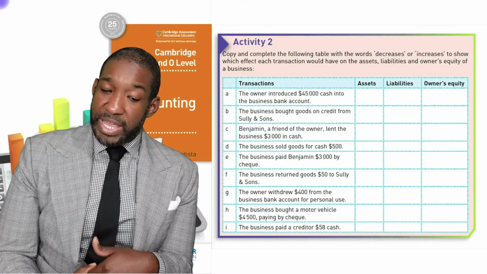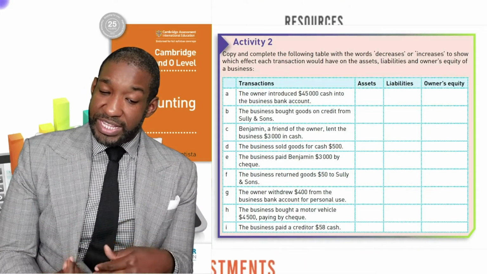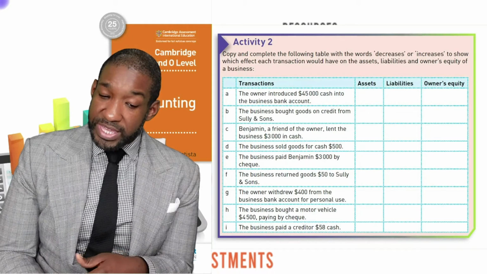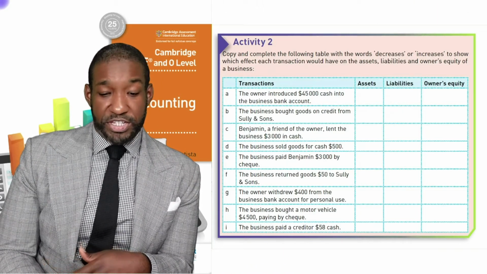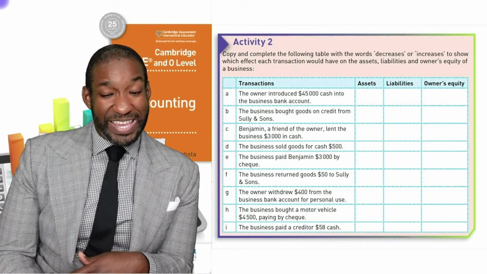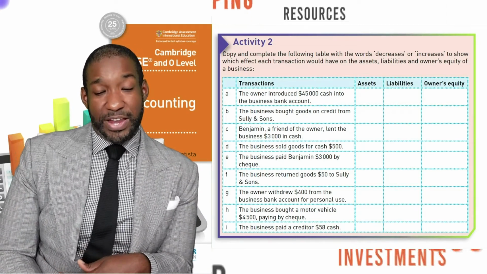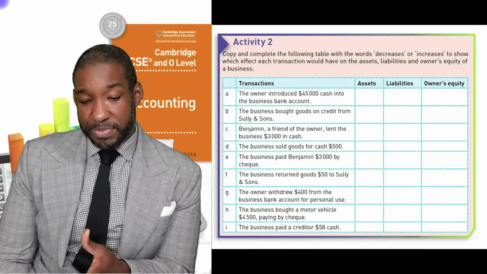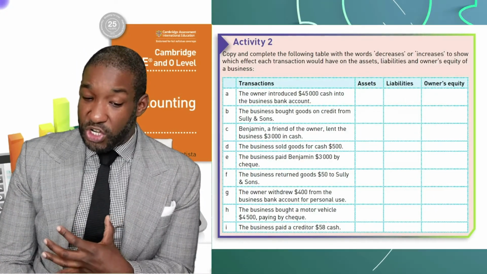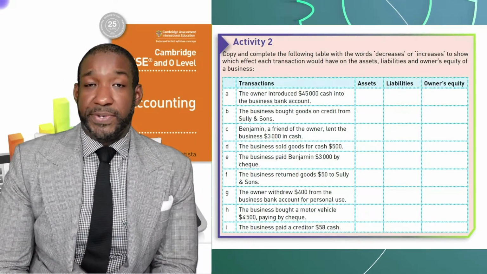Letter C, Benjamin, a friend of the owner, lent the business $3,000 in cash. Benjamin is not a partner. Benjamin is a friend of the owner, and therefore it is a loan. $3,000 in cash are now in the business, and now the business owes Benjamin $3,000 in cash.